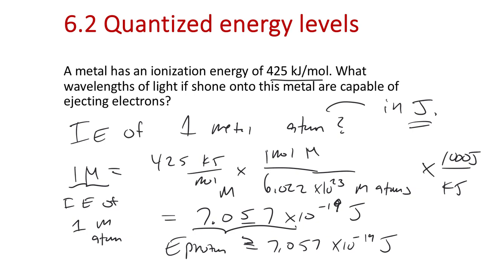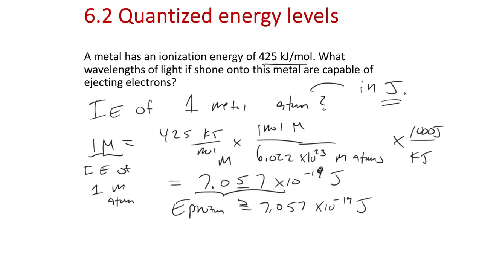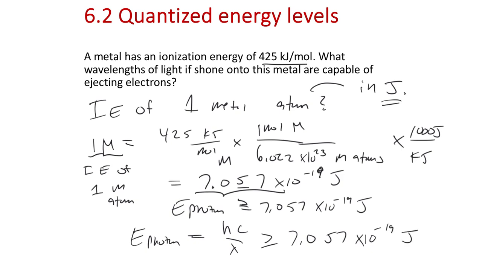So our photon has to carry at least this much energy or greater, then it can cause that electron to break its attraction to the nucleus. If we have less energy than this, there's not enough energy to break the attraction. And so our photon energy, the book always says E is equal to h nu. I like E photon. Just remember that's the energy of one photon. So the energy of a photon, which is hc over lambda, has to be greater than or equal to 7.057 times 10 to the minus 19 joules.